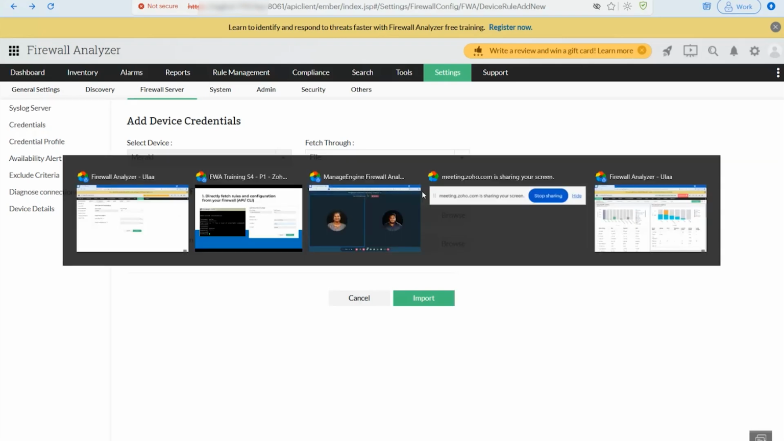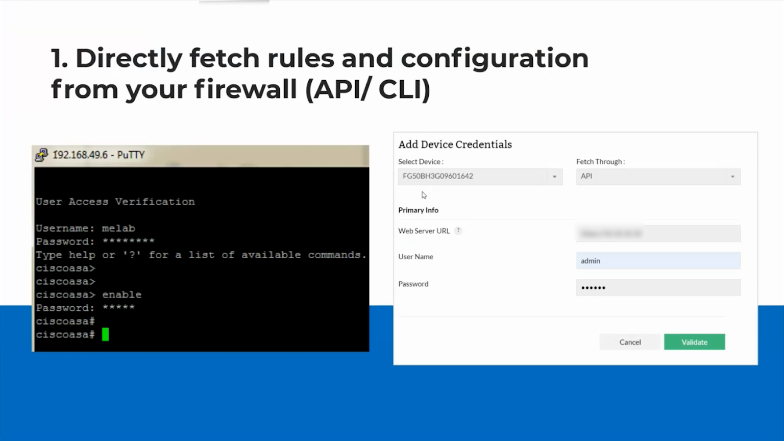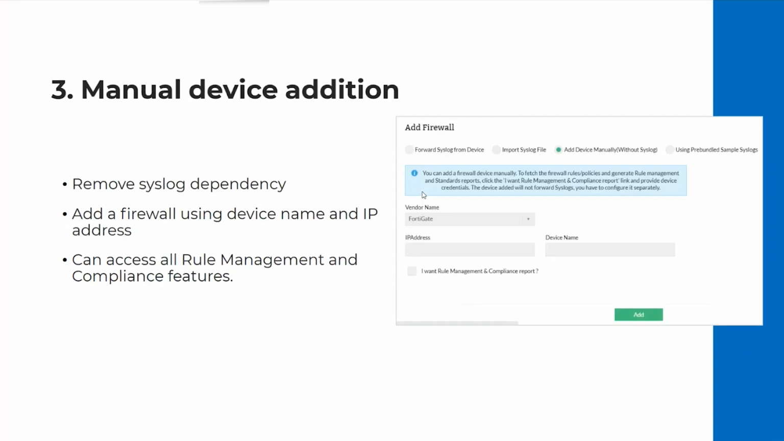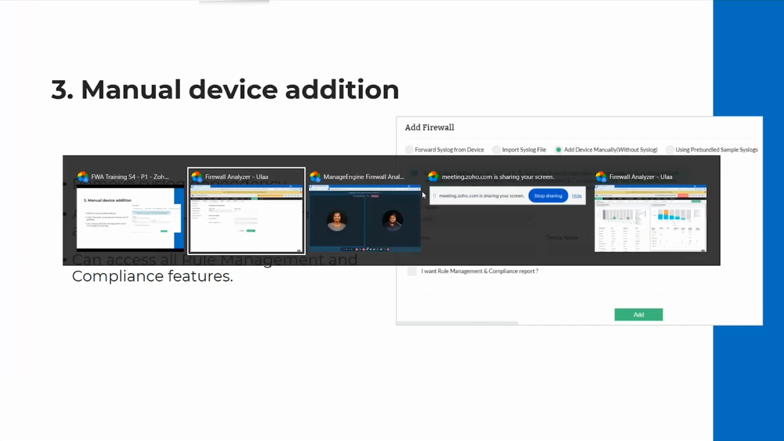Now going back to the presentation. Yes, this was a file configuration that we were talking about. And the third method is adding devices without any syslogs. This method requires only the device's IP address and name. Let me again show you in the UI.